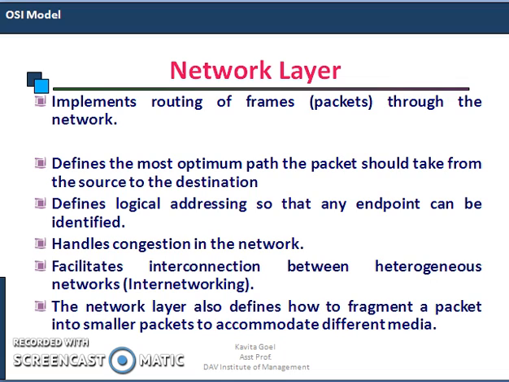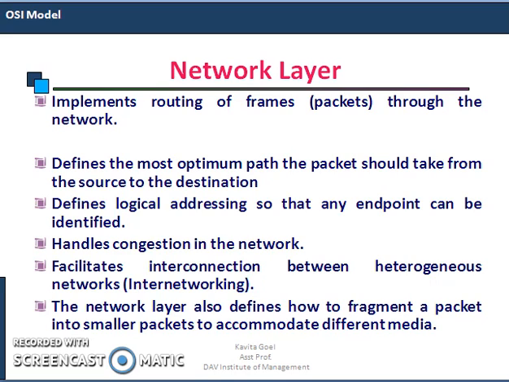Network layer implements routing of frames through the network. It defines the most optimum path the packet should take from the source to the destination. It defines logical addressing so that any endpoint can be identified. It handles congestion in the control network, so basically it performs congestion control. It facilitates interconnection between heterogeneous networks, that is, it facilitates internetworking. The network layer also defines how to fragment a packet into smaller packets to accommodate different media.